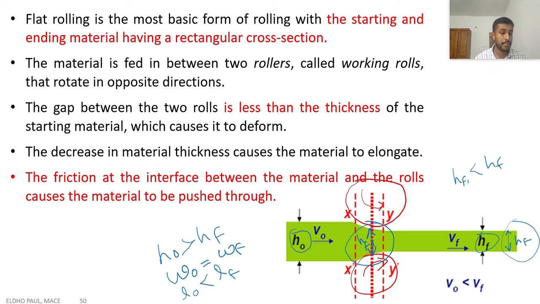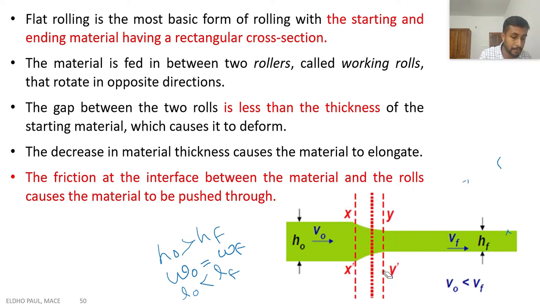The friction at the interface between the material and the roller causes the material to be pushed through. That is very important. In case of rolling, friction plays an important role. Actually, there is a friction between the roller and the workpiece. Here we have a friction at this interface between the roller and the workpiece. But we should not eliminate the entire friction by means of lubrication, because this friction allows the smooth passage of the workpiece through the roll gap.